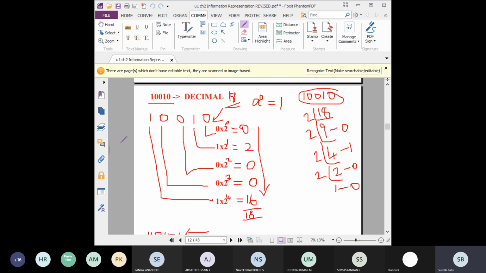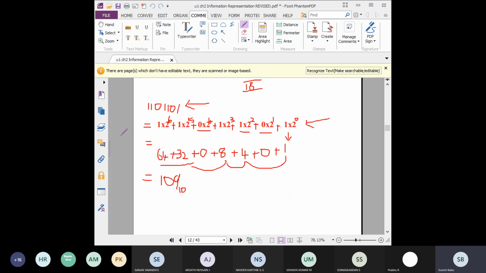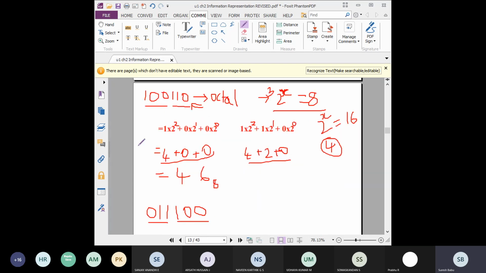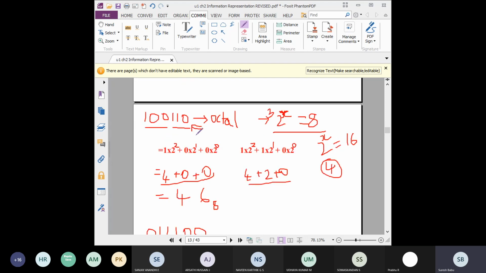The procedure is, you have to multiply with powers of 2 and add all the values. For binary to decimal, this is the method. See here, add all the values, and you will get the exact answer as the equivalent decimal number for that particular binary.